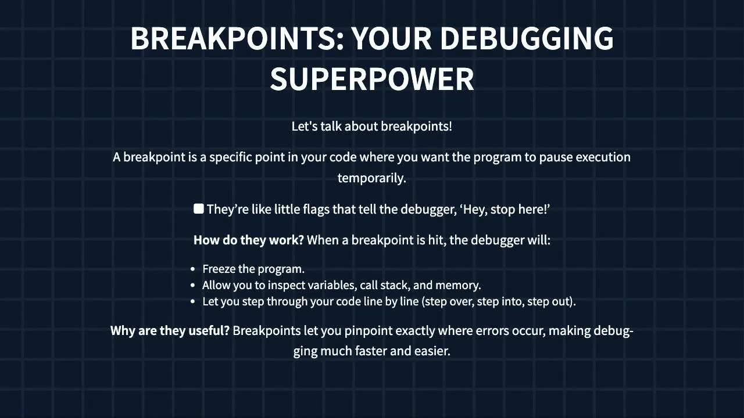Okay, so let's dive into breakpoints. Think of them as little markers in your code, places you want the debugger to pause. When a breakpoint is hit, it stops the program so you can take a closer look at what's happening. You can then examine variables and see exactly where things went wrong, which makes debugging much more efficient. It's like having a magnifying glass for your code.